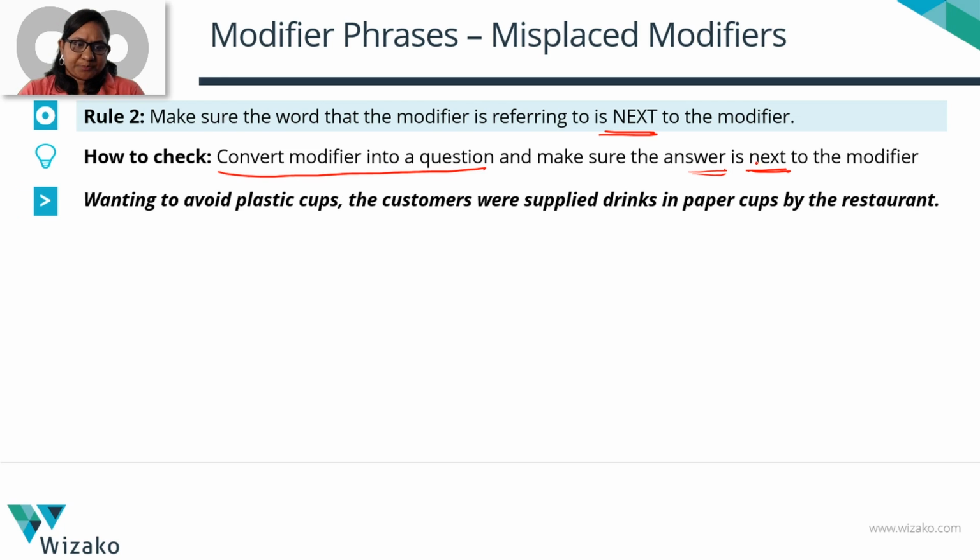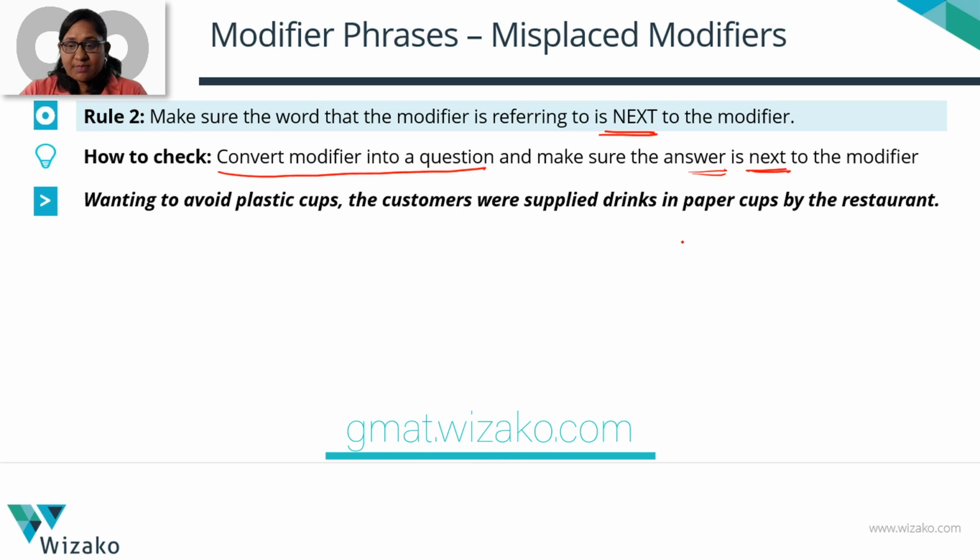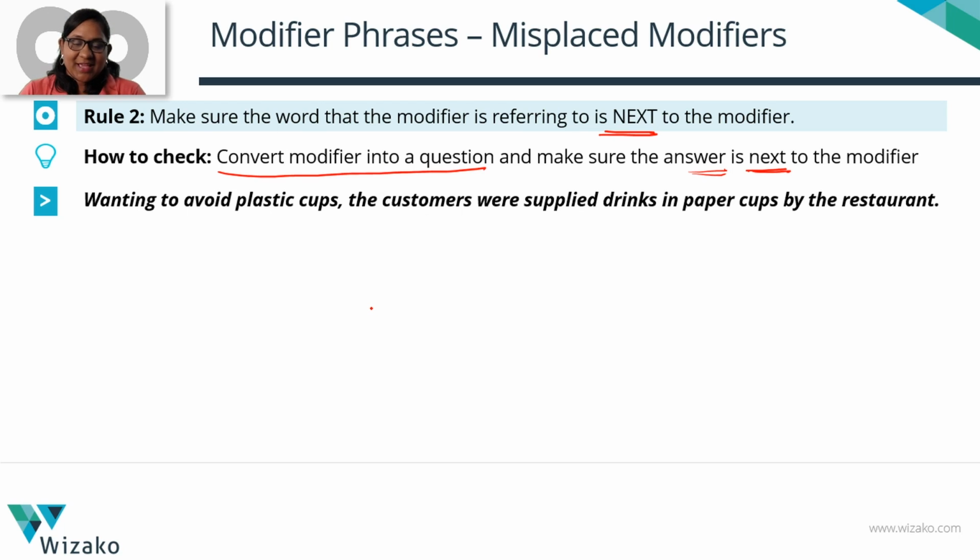Let's take an example. Wanting to avoid plastic cups, the customers were supplied drinks in paper cups by the restaurant. Okay, so we'll be getting environmentally conscious, right? Let's do our checks, right? Let's identify the modifier in the sentence.